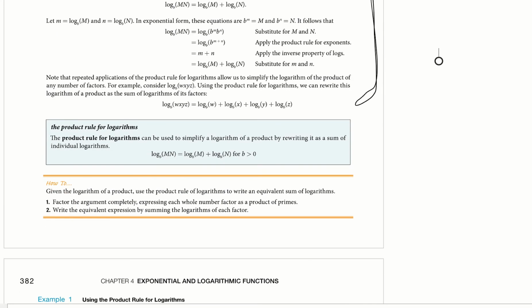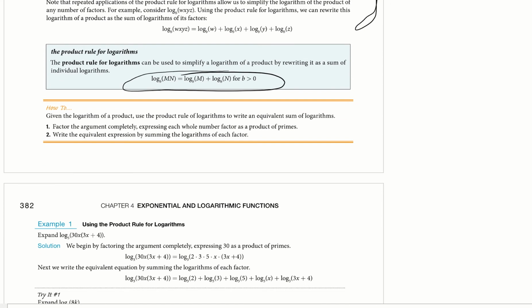So one thing I would like to just generally cover is what the product rule actually is. The product rule for logarithms says that if whatever is on the inside is the product of two things, then that logarithm is equal to the logarithms of those two things added together. So what you would do is factor everything if you can, and then use the product rule for logarithms, this little identity here. Remember, b has got to be greater than 0.